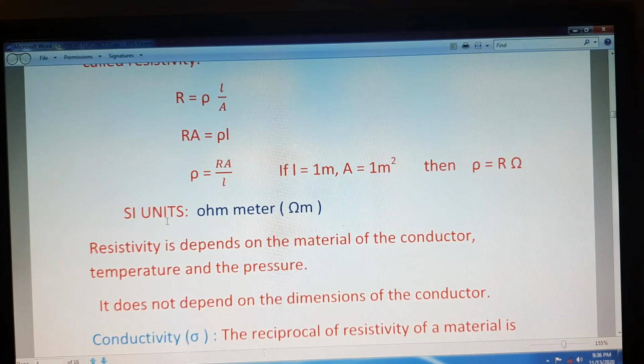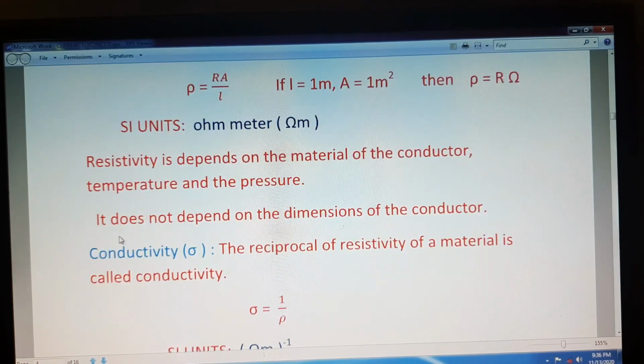The SI unit of resistivity is ohm meter. Next one, resistivity depends on the material of the conductor, temperature, and also pressure.